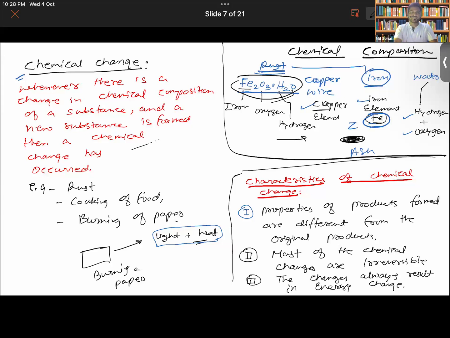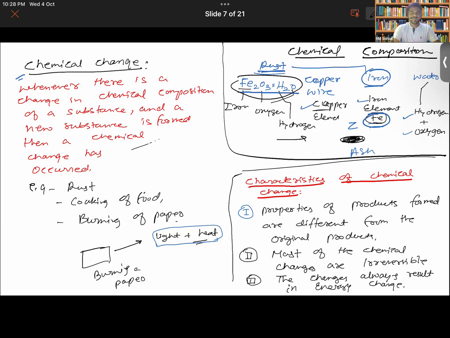Okay. Boiling of water. Boiling of water will also be an example of physical change. Okay. Chopping of wood. Physical. That's also a physical change. Good.